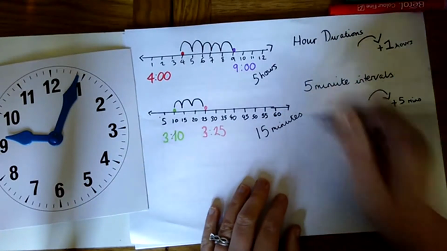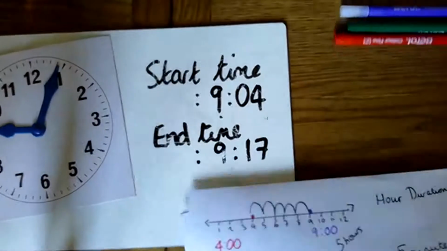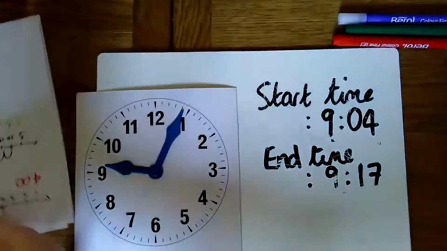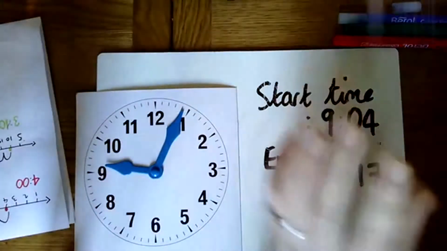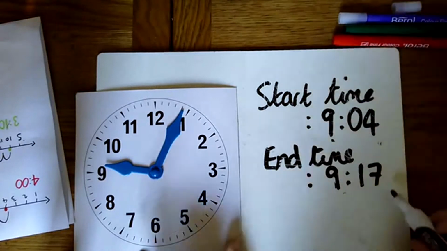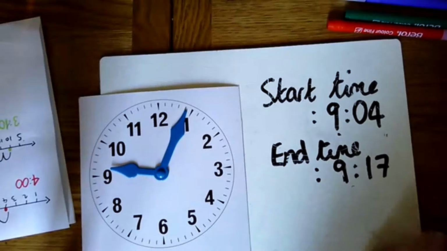Now, it would be lovely if we could always have jumping intervals of hours and minutes, so that it would make life very, very easy. However, that is not always going to be the case. So we sometimes have intervals of time where we are just going across individual minutes, so single minutes. So this is an example here.